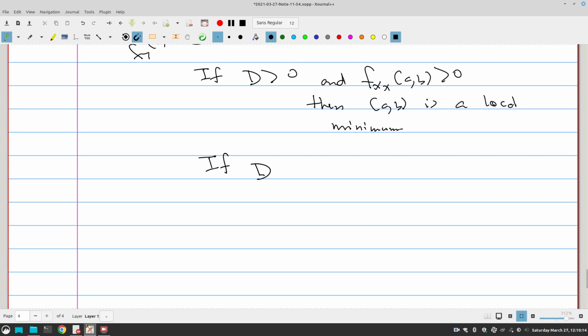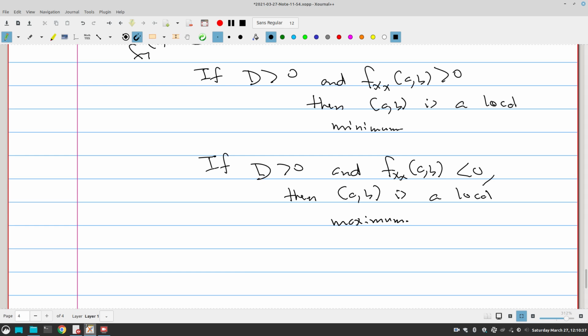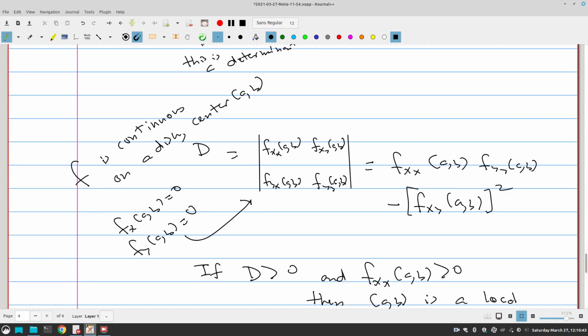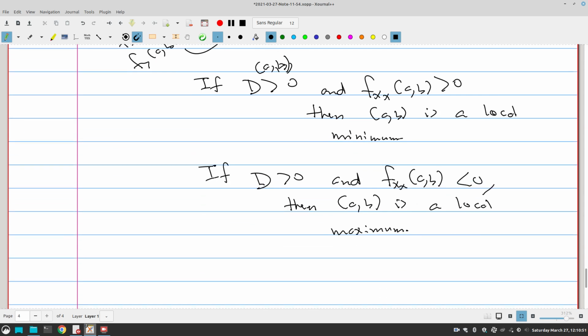If D is greater than 0 and f_xx(a, b) is less than 0, then (a, b) is a local maximum, right? In fact, I should be calling this D at (a, b), right? D at (a, b), because D is a function of x and y, but we're evaluating at a and b, right?